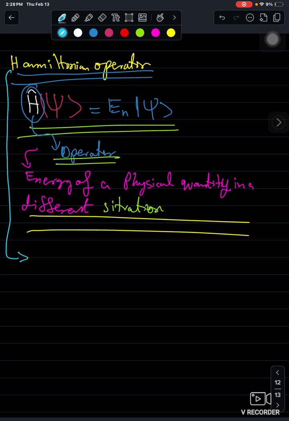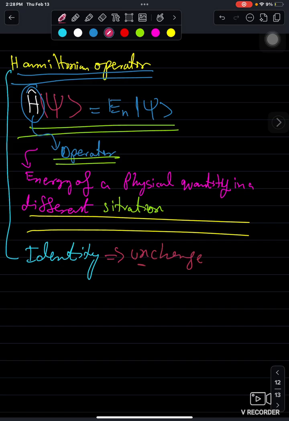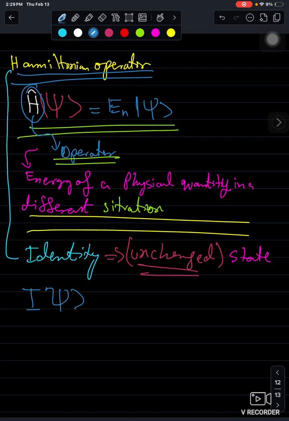Then the second one is the identity operator. The identity operator is very different from the other operators, as the main thing is it changes nothing. The state remains unchanged, meaning I acted upon the wave function gives us that same thing, no change.